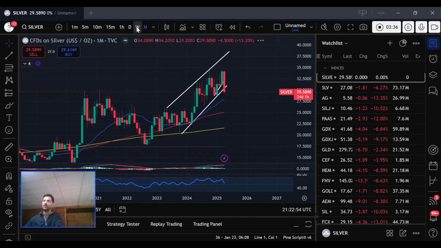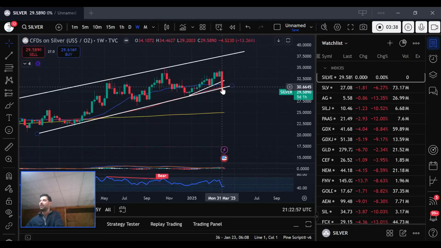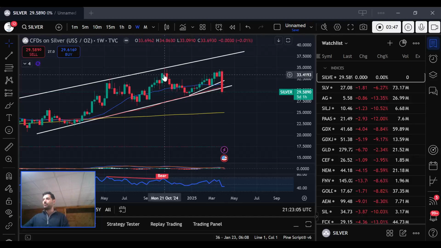I'm sorry, hold on a second. That's for the monthly chart. 13%, still more than 13% on the weekly. Okay, so it was looking like it was going to break above the previous highs from October and make new highs. I was really expecting it to make new highs up to $37, and it just reversed and tanked and lost everything over the last 2-3 months.